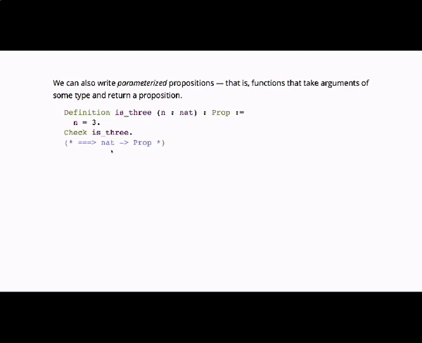All of that is kind of what you might expect. This gets a little more interesting. We can write parameterized propositions. That is, we can write functions from, say, numbers to propositions. So here is a function that, given a number n, yields the proposition n equals 3. For some n's, it's going to yield a true proposition. For some other n's, it's going to yield a false proposition. But for every n, it will yield some proposition. So what is its type? Of course, its type is nat arrow Prop.